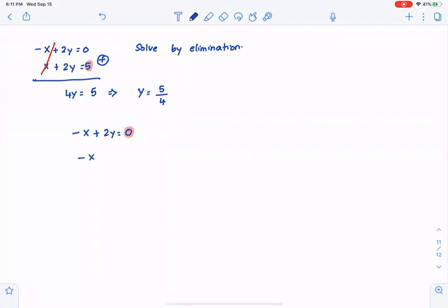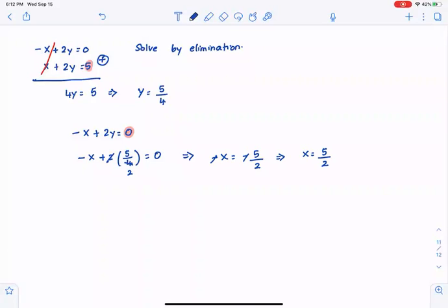So minus x plus 2 times 5 over 4 equals 0. The 2 and the 4 will get cancelled. So minus x would be equal to minus 5 over 2. The negatives will get cancelled, and we will have x equals 5 over 2. So the solution is x is equal to 5 over 2 and y is equal to 5 over 4.